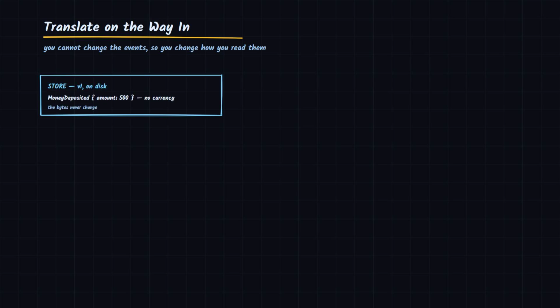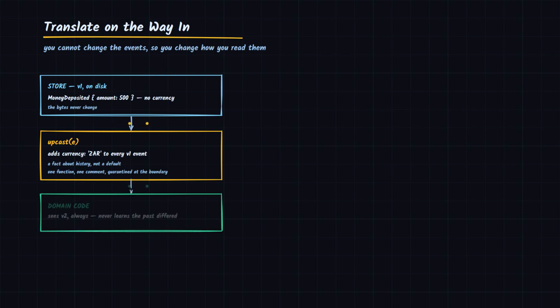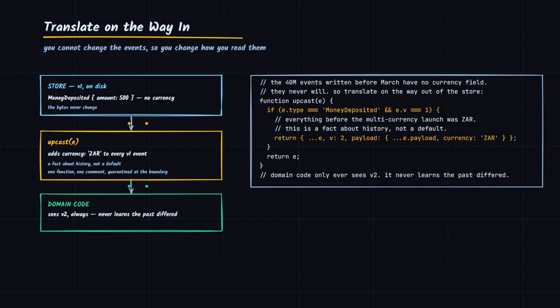So if you cannot change the events, you change how you read them. An upcaster sits between the store and your code. It takes an old event on its way out and turns it into the shape today's code expects. Version 1 had no currency, so the upcaster adds rand, because you know for a fact that every event written before that date was in rand. And that knowledge lives in one function with a comment explaining why. Your domain code only ever sees the current shape and never knows the past was different.